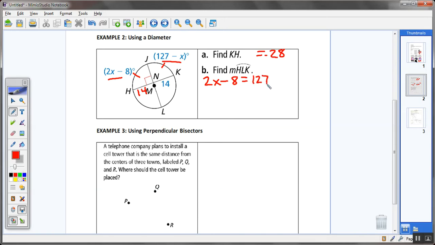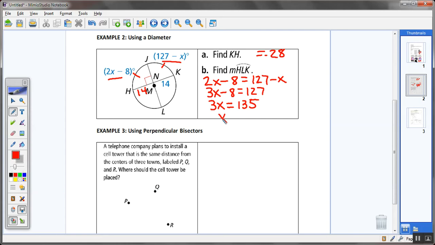127 minus x. So I'm going to add an x to both sides. Is that okay to do? So this will become 3x minus what? 8 equals 127. Next step: plus 8. So I've got 3x equal to, you tell me, 135, is that right? Yeah. Now divide that side.